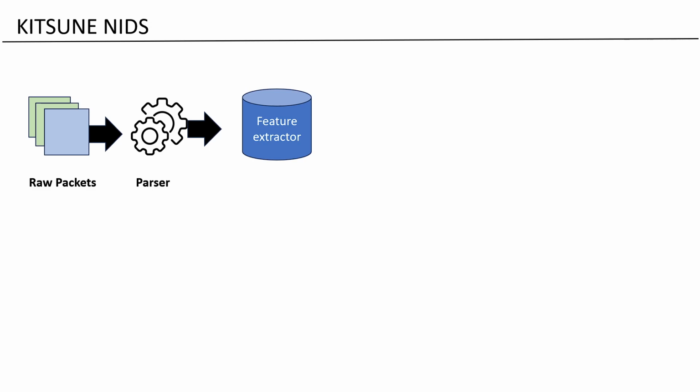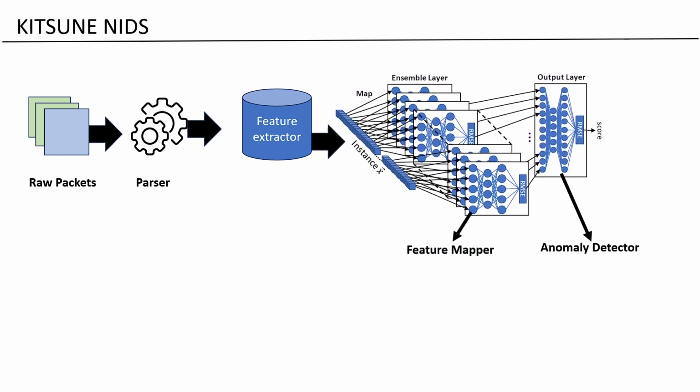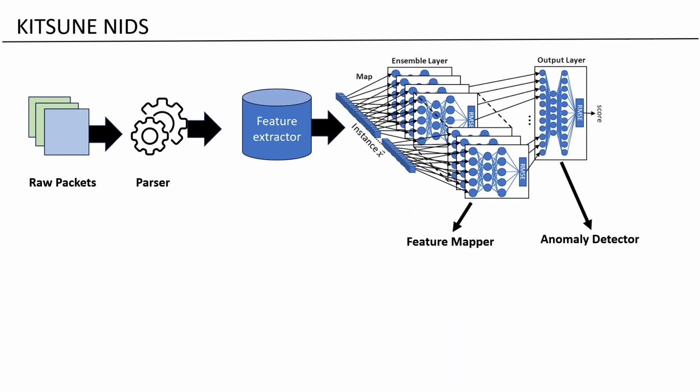Now, these stats form the instance X, which is passed to the feature mapper. The feature mapper operates in basically two modes. One is the train mode and the other is the execution mode. During the train mode, the feature mapper uses the data that it receives to create a map that groups similar features together, but it does not send anything to the anomaly detector until this map is complete. Once it's done, the map is sent to the anomaly detector, and the anomaly detector uses it to set up a system of autoencoders, each handling a specific group of features.